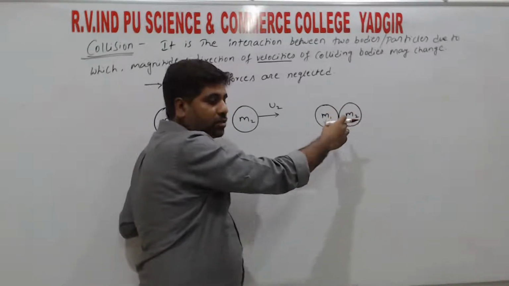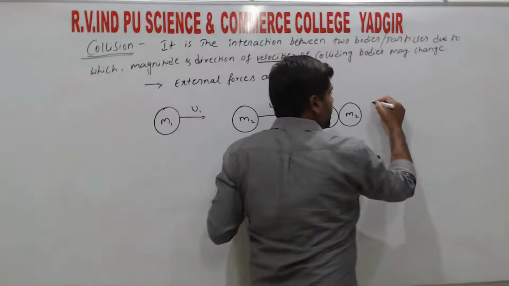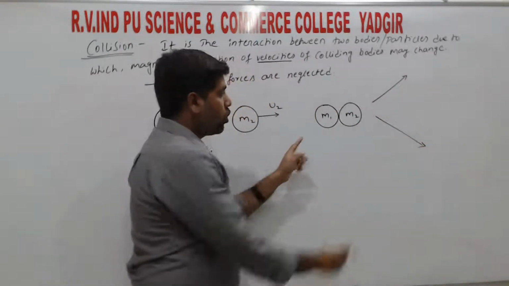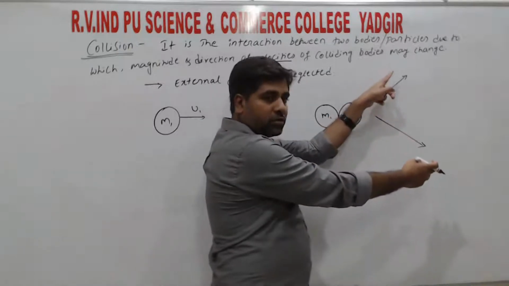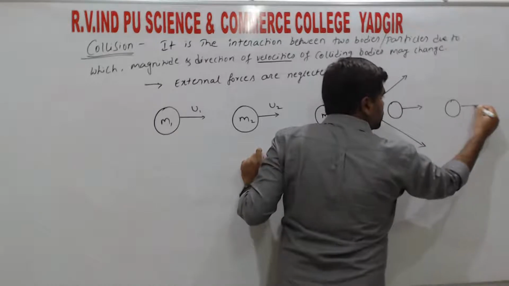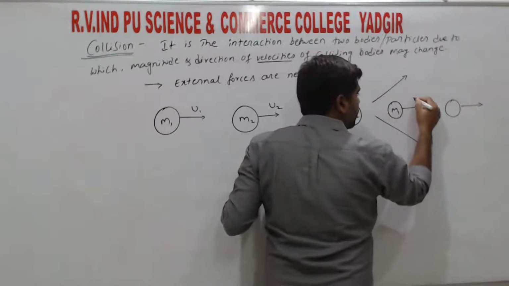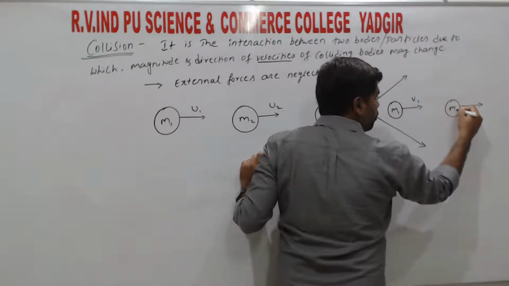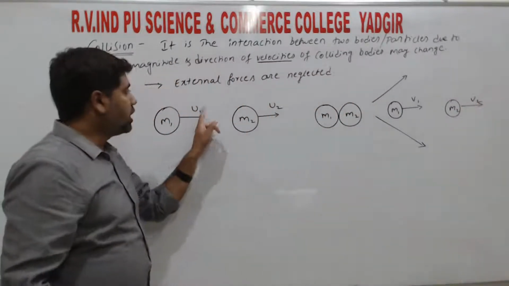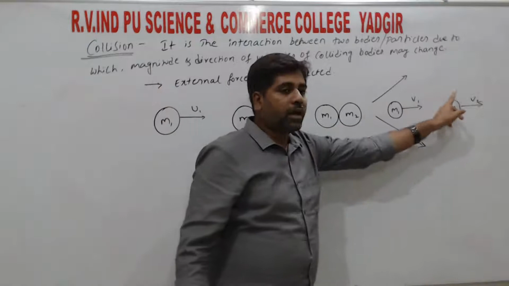So after the two objects interact, what happens next? The direction may change and the magnitude of the velocity may change. So these two objects either can move in two different directions after colliding, or they can move in the same direction, but the magnitude of the velocity changes.